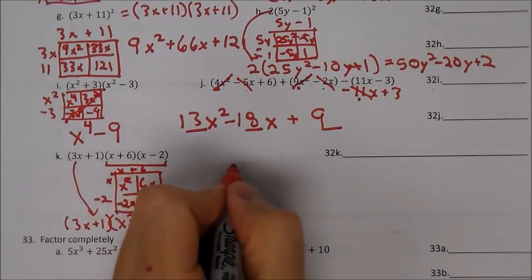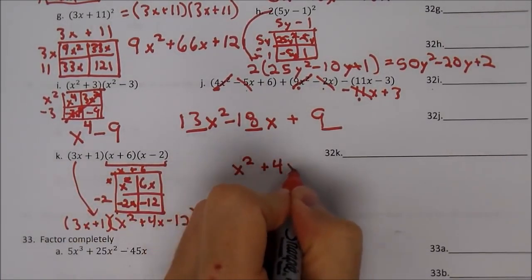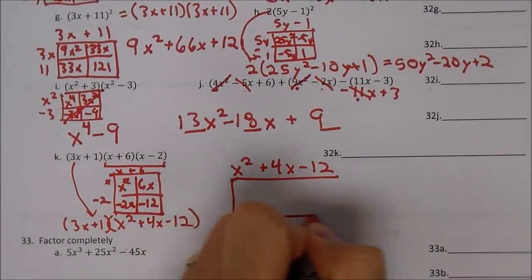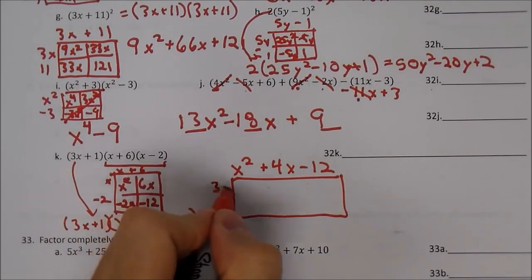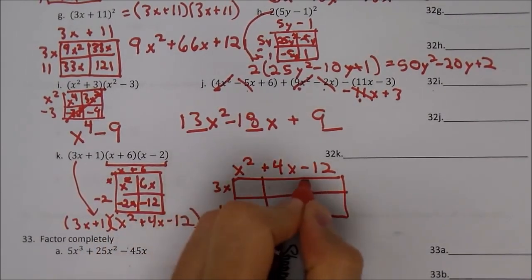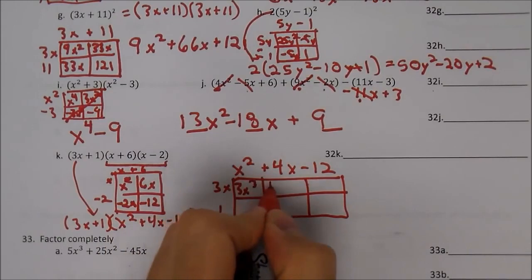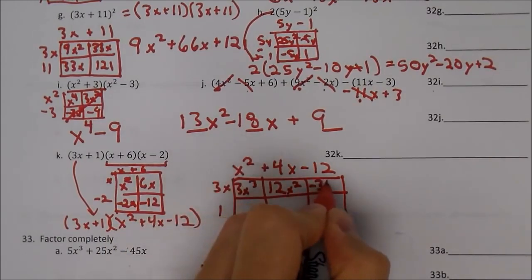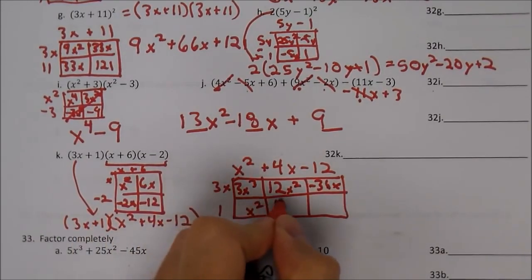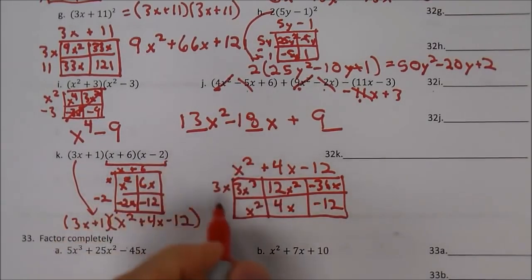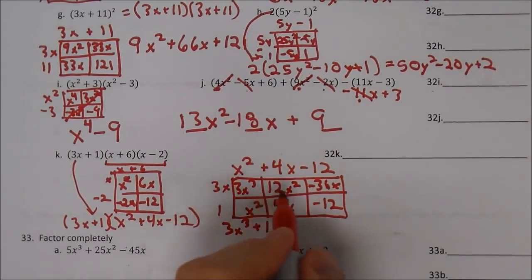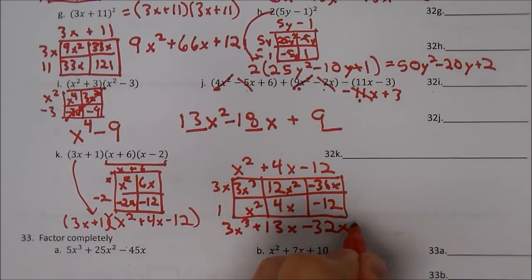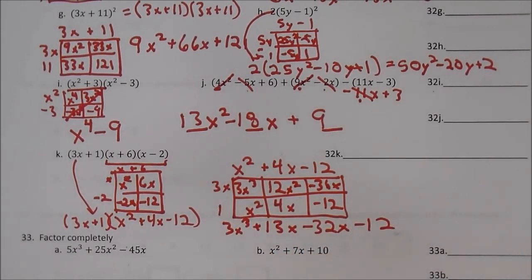and I'm going to multiply this now, so it's x squared plus 4x minus 12. And then we have a 3x plus 1. Gives us 3x cubed, 12x squared, minus 36x, x squared, 4x, and minus 12. Combining my terms, I have 3x cubed. X squared and 12x squared is 13x squared. Negative 36x and 4x is negative 32x, and then the negative 12 on the end.